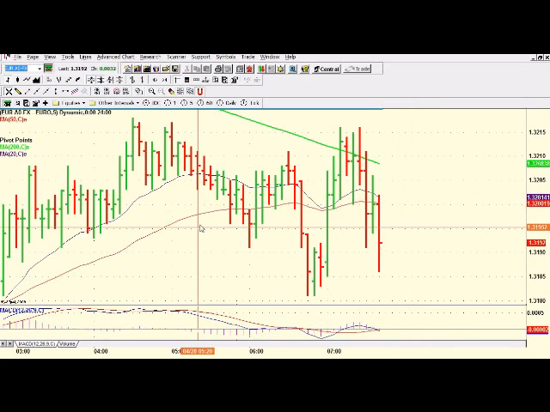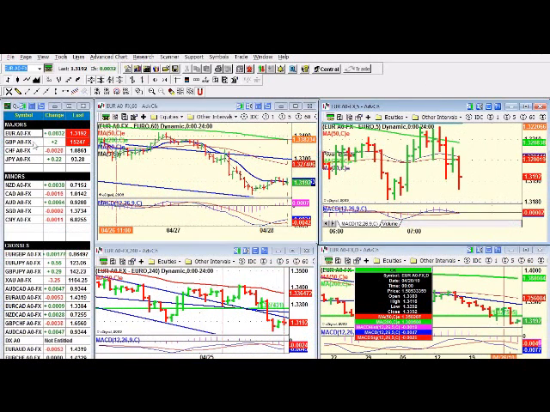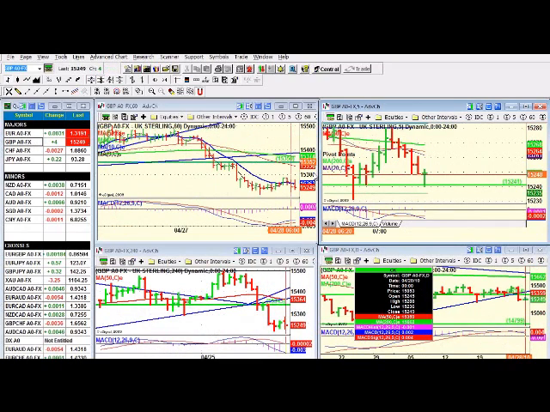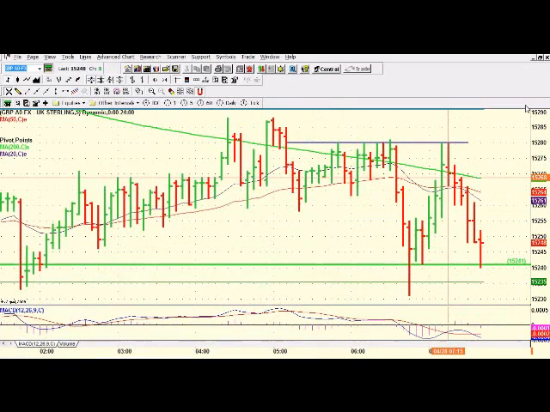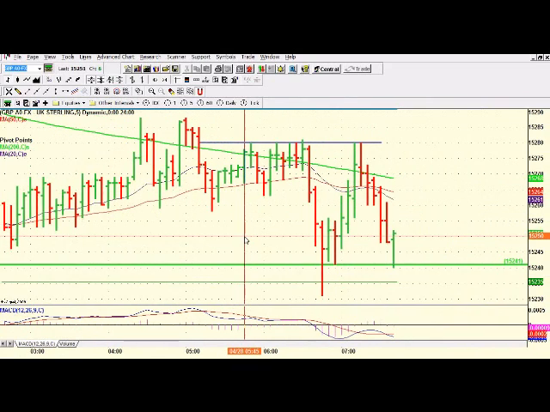It might be that we just stay out of trading for the whole day entirely, because things are a little bit unpredictable, a bit more predictable on cable at the moment.